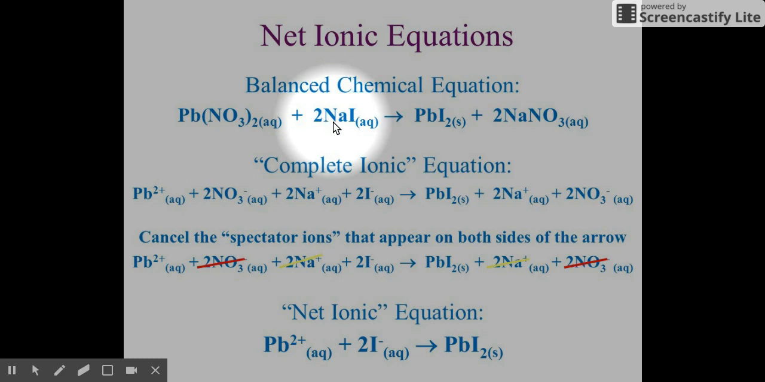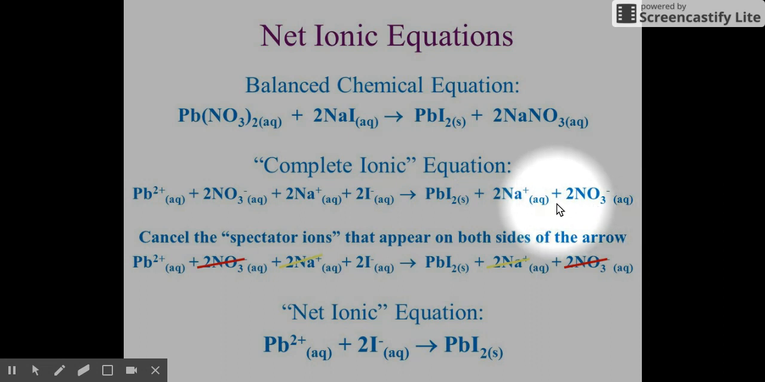And then for 2NaI, you need to put 2Na plus and 2I negative. You put 2 for both because the 2 will encompass your sodium and iodine all together, so you need to put the 2 as coefficients. For lead(II) iodide, because it's a solid, there are no component ions. But for sodium nitrate, there will be, and there's a 2 coefficient, so don't forget to write that down. So you have 2Na plus and 2NO3 negative, both aqueous.